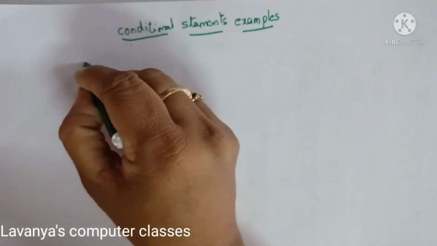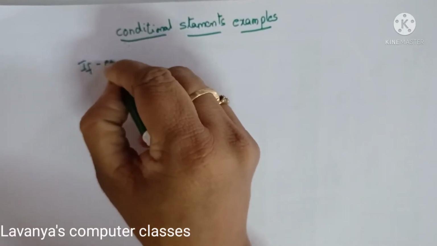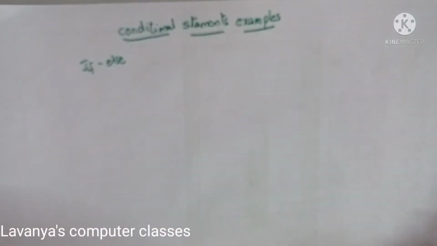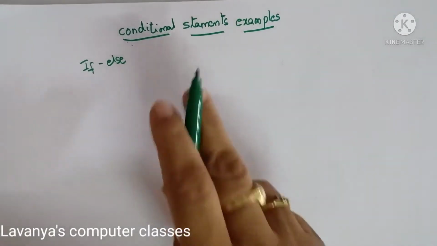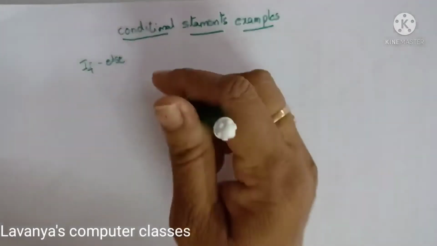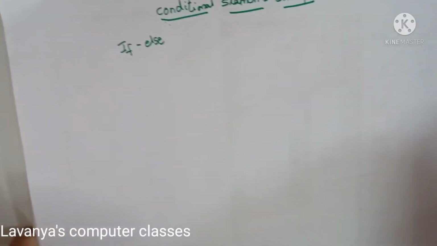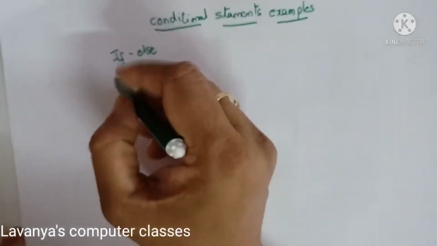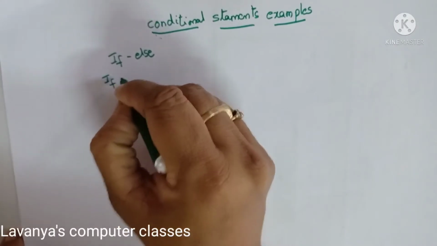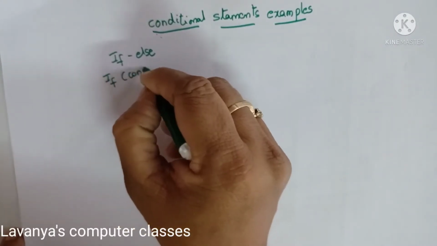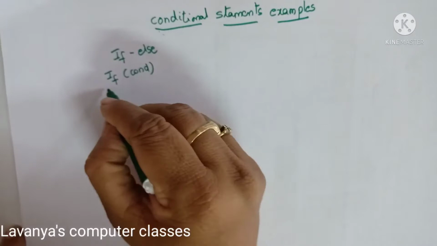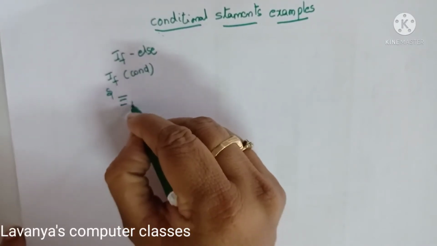In the conditional statements, the first one I will explain is the if-else statement, with an example program. First I will explain the syntax of the if-else statement also. The if-else statement syntax is: if, then the condition must be kept in brackets, because the if statement is used for checking the condition.